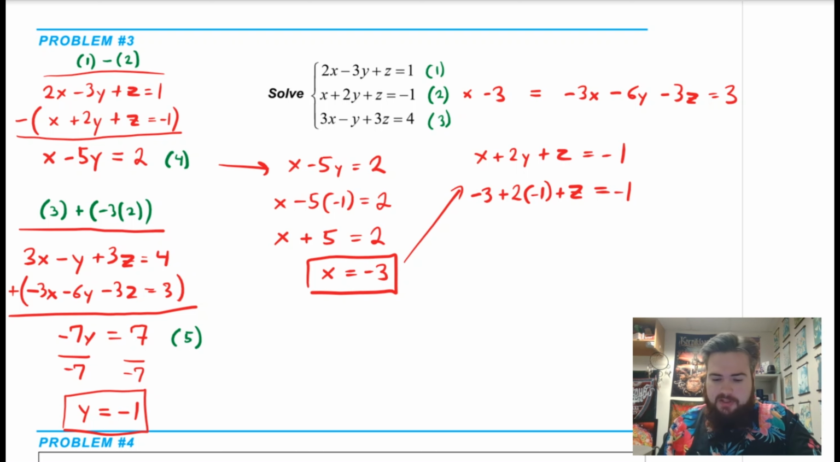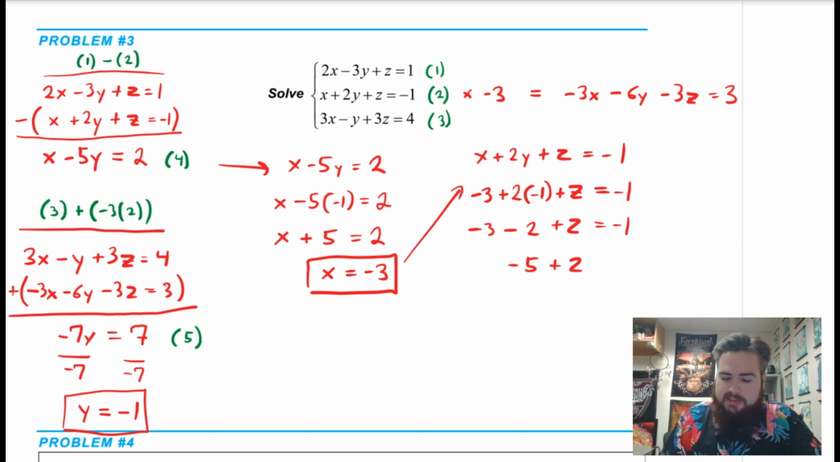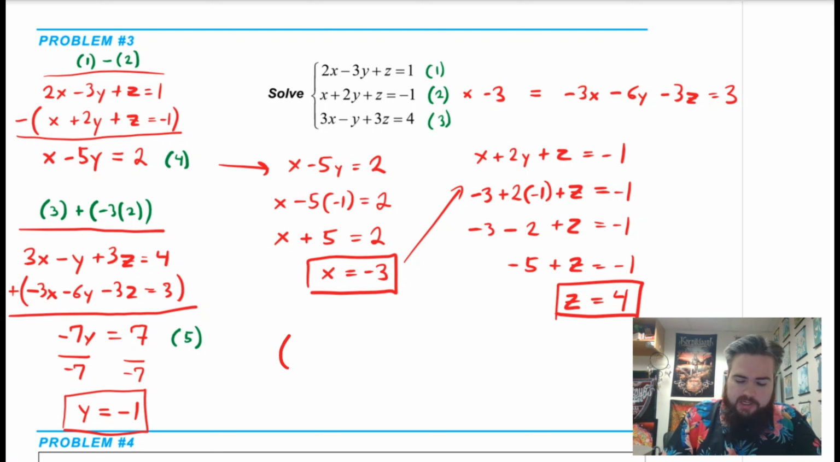I'll first combine terms on the left side. I get negative 3 minus 2 plus z equals negative 1. Negative 3 and negative 2 create negative 5 plus z equals negative 1. And then if I add 5 on both sides, I get z equal to negative 1 plus 5, which is 4. I now have my solution, which I can write as an ordered triple. x is negative 3, y is negative 1, and z is 4.